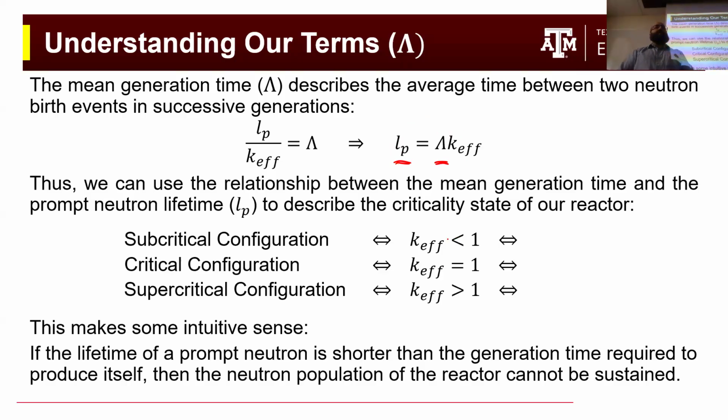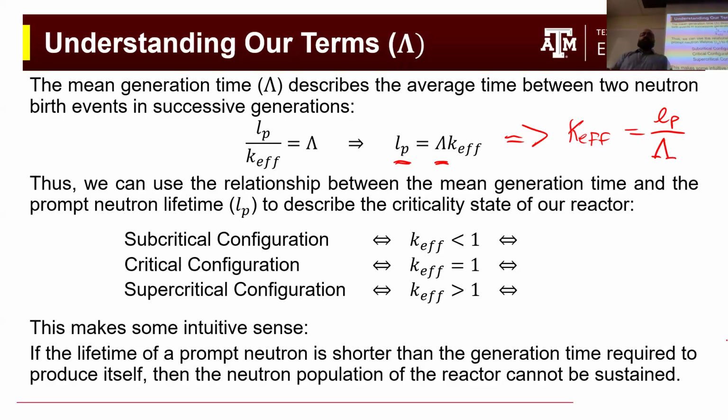So we basically want to ask, if K effective is greater than one, less than one, or equal to one, what's the ratio? How does the prompt neutron time compare to the mean generation time? To see that, it's probably best to write this as a fraction. If we wanted to get K effective by itself, we would divide both sides by big lambda, right? So K effective would be the prompt neutron lifetime over capital lambda.